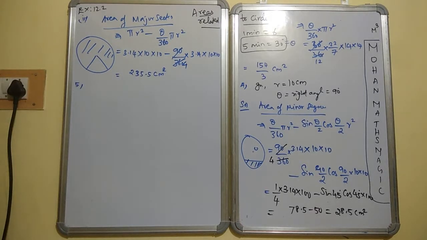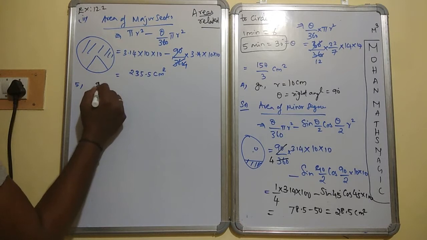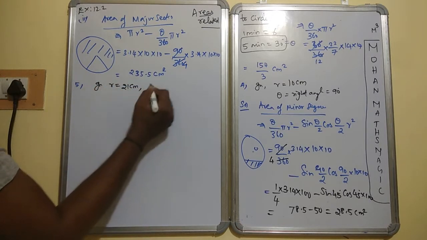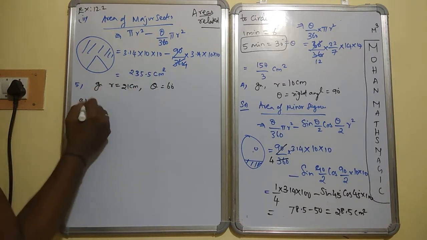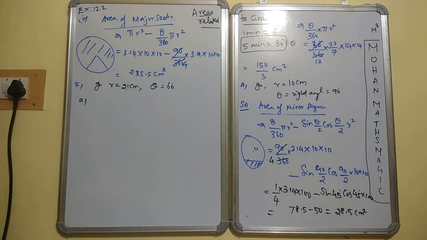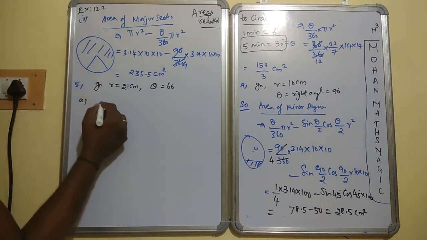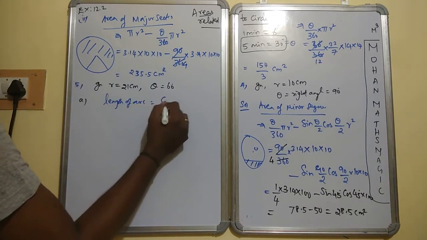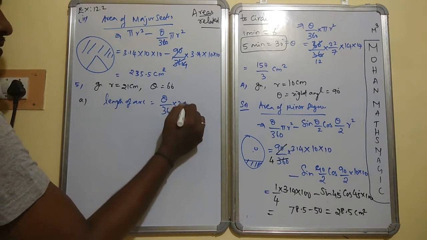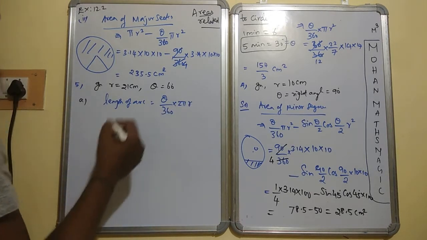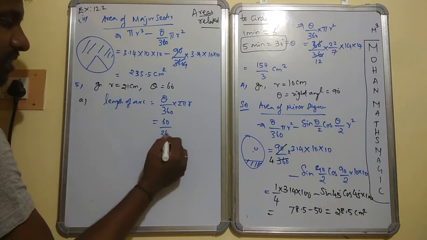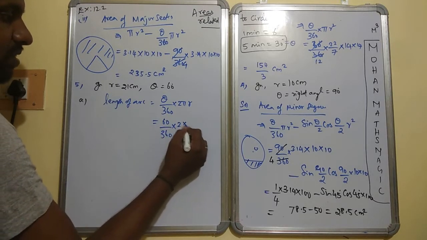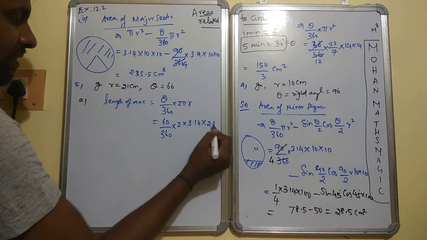In a circle of radius 21 centimeter, angle 60 degree at the center. They have given you very clearly: r value 21 centimeter, theta value 60 degree. Option A, find the length of the arc. Length of the arc formula, L equals theta by 360 times 2 pi r. So theta value 60 upon 360 into 2 times pi 3.14, radius 21.